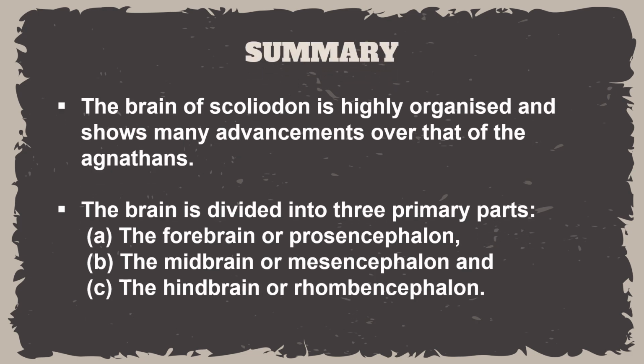To summarize this topic, the brain of Scoliodon is highly organized and shows many advancements over that of the agnathans. The brain is divided into three primary parts: the forebrain or prosencephalon, the midbrain or mesencephalon, and the hindbrain or rhombencephalon.